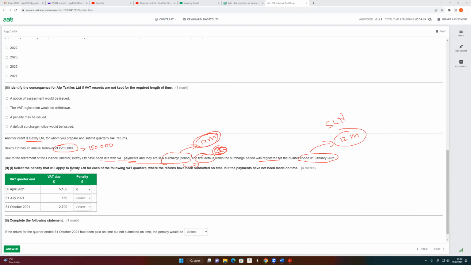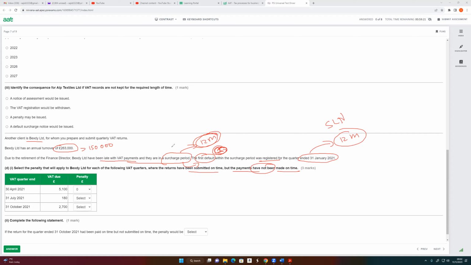Select the penalty that will apply to B Limited for each of the following VAT quarters, where the return has been submitted on time, but the payment has not been made on time. So we have submitted the return on time, we weren't late submitting the VAT return, but we didn't make the payment on time, or we didn't make the full payment on time. Could be anything. Now we have to remember one thing.